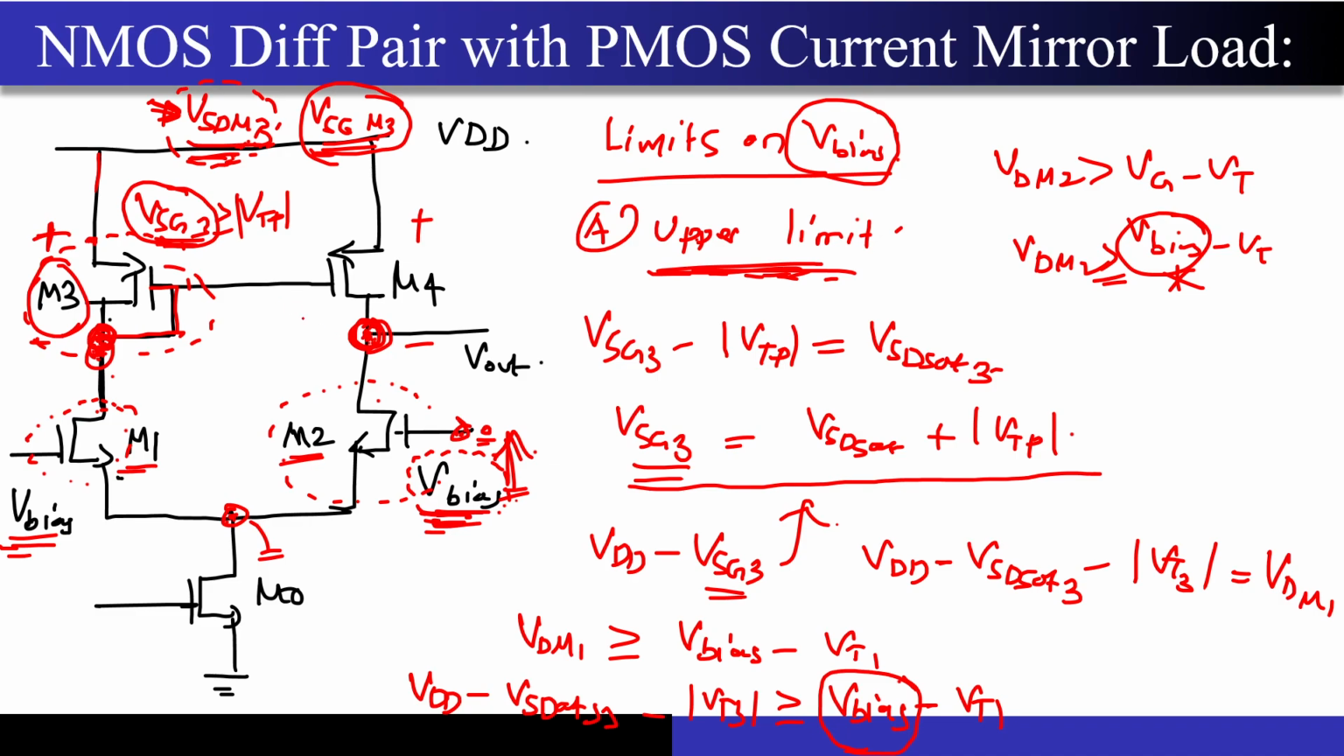And how did we do it? First I did a thought experiment. What will happen if I keep on increasing the V bias? If you keep on increasing the V bias, then this MOSFET M2 will get into trouble. Why will it get into trouble?